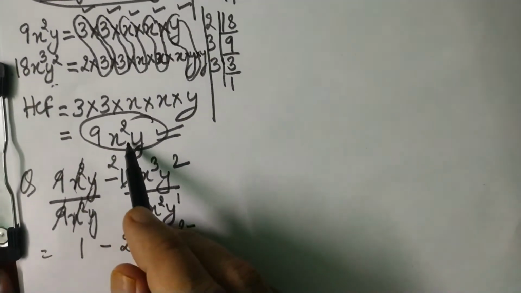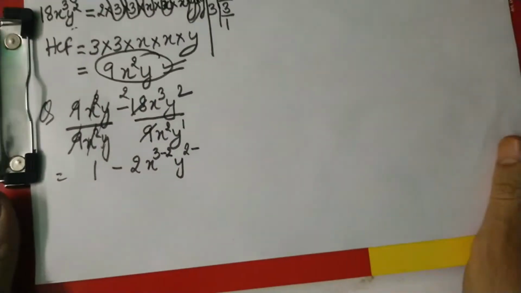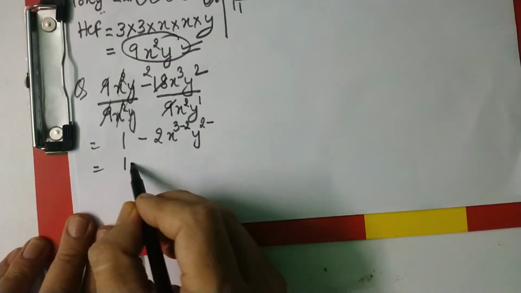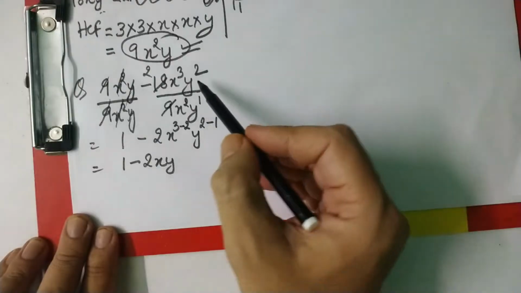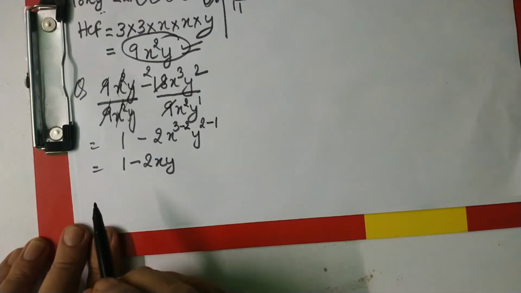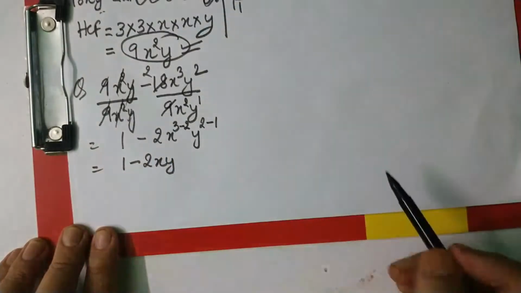Now this 9x square y will divide both the terms, this also and this also. So when I divide 9x square y by this and 18x cube by this, I am getting the answer as 1 minus 2xy. This is 2 minus 1. So this is the answer. And now, how did we get this answer? By dividing both the terms.